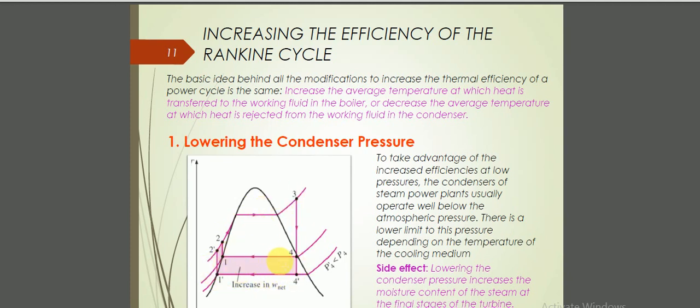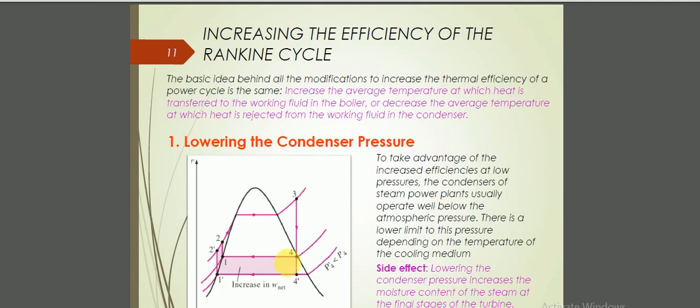But one main disadvantage of lowering the condenser pressure is that when we lower the value from 4 to 4 dash, we see the wetness of the steam also increases. We already know that whatever comes under this dome is wet, that is vapor plus liquid. So if we go lower and lower, we are increasing the water content in our steam, that is, the dryness fraction gets lesser, the quality of steam decreases. So one main disadvantage is that we can lower the condenser pressure, but along with it the moisture content in the steam increases.